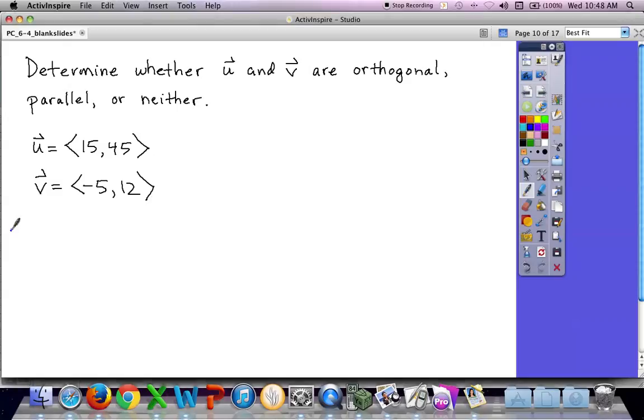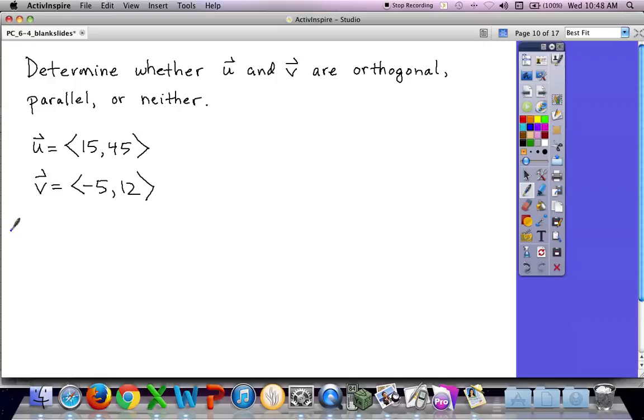The homework problem doesn't actually say, are they orthogonal? It says, are they orthogonal, parallel, or neither, right? But there are no examples that talk about whether or not two vectors are parallel. Remember, most of the time we're dealing with straight lines. We say that two straight lines are parallel when they never intersect, right?